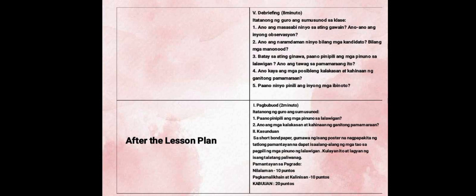Pamantayan sa paggrado: nilalaman, 10 puntos; pagkamalikhain at kalinisan, 10 puntos; kabuuan, 20 puntos. Kasunduan: Sa shortbond paper, gumawa ng isang poster na nagpapakita ng 3 pamantayan na dapat isaalang-alang ng mga tao sa pagpili ng mga pinuno ng lalawigan. Kulayan ito at lagyan ng isang talatang paliwanag.